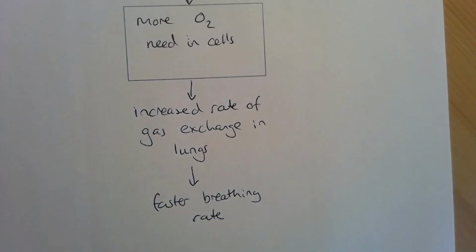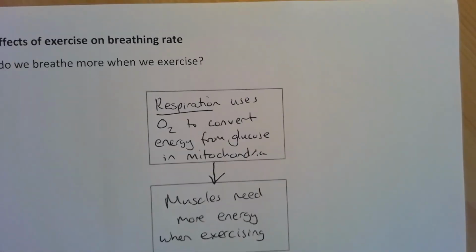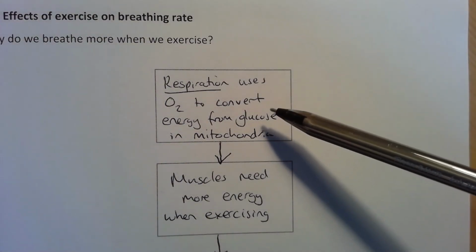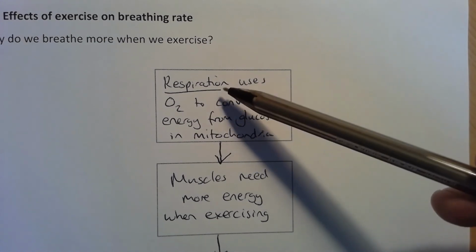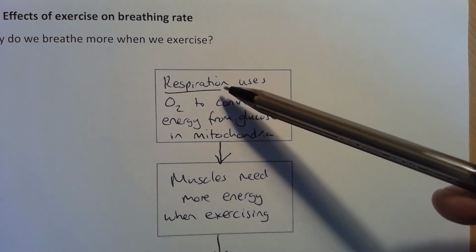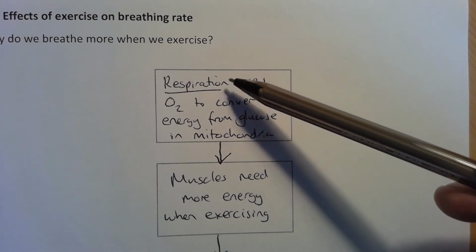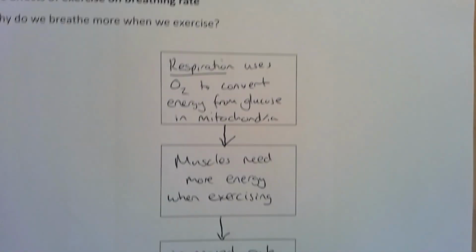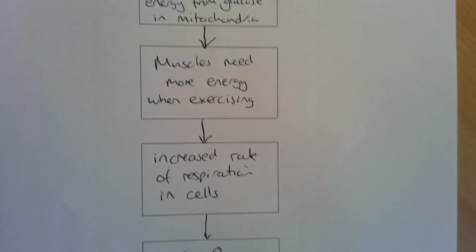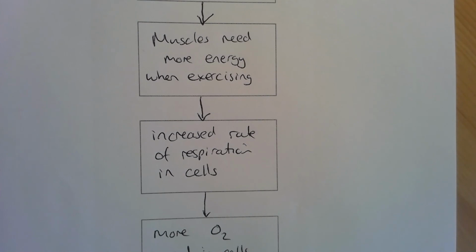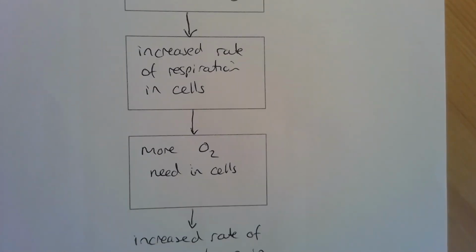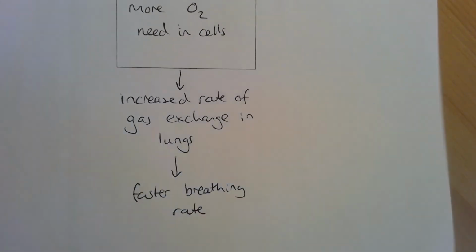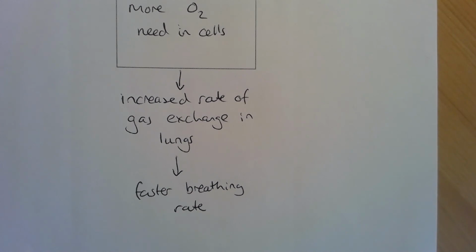Okay, so if I just go back to the very top of this and summarise, respiration uses oxygen to convert energy from glucose in the mitochondria. Remember, respiration is not breathing. Respiration is the chemical reaction that takes place in the mitochondria to convert energy from glucose, and it needs oxygen to do that. Muscles need more energy when we're exercising, which leads to an increased rate of respiration in the cells. More oxygen will be needed in the cells, and therefore we'll have an increased rate of gas exchange in the lungs, and therefore a faster breathing rate.